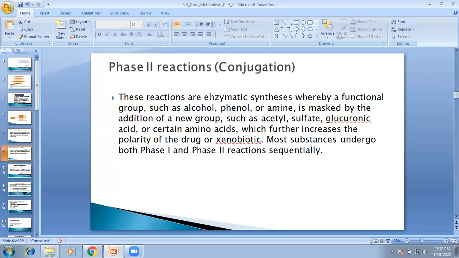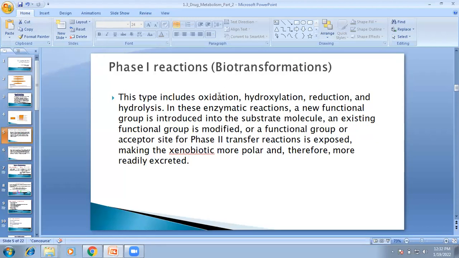So this is stage 1. In case of stage number 1, that is phase 1, the drug molecule is either substituted, or the functional group is changed or modified, or the acceptor site for the phase 2 transfer reaction is exposed, for making the xenobiotics more polar and therefore readily excreted. Now, the word xenobiotic refers to the foreign compounds, the drug molecules, on which the enzymes act. This is known as xenobiotics.